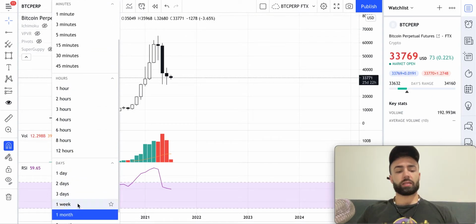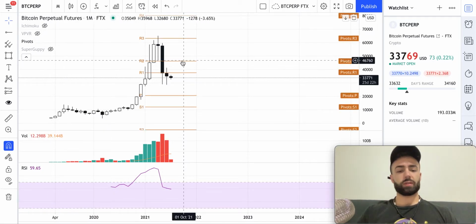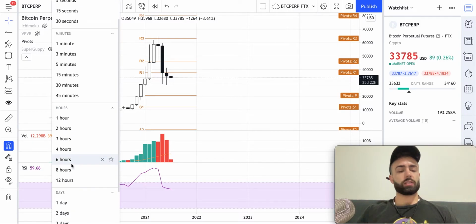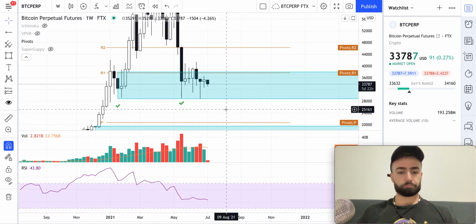The second thing to keep in mind is the pivot zones here. If we look at the pivots, the resistance zone is going to be the roughly $46,200 level here. That's something we've been talking about in these videos for quite some time now. Let's go to the weekly time frame here.